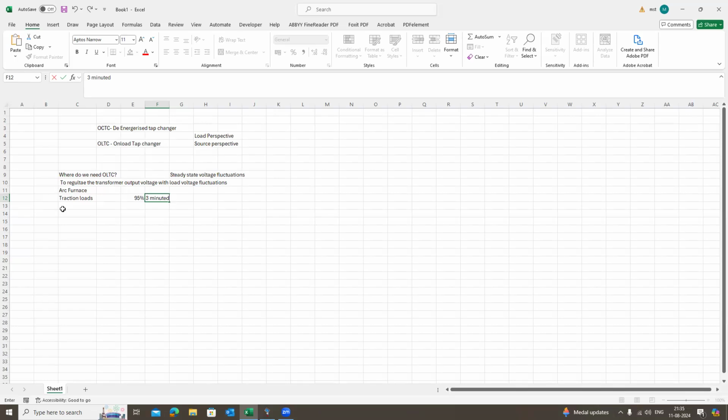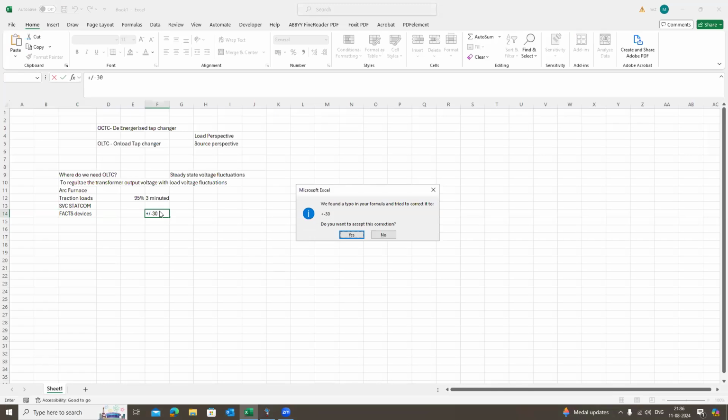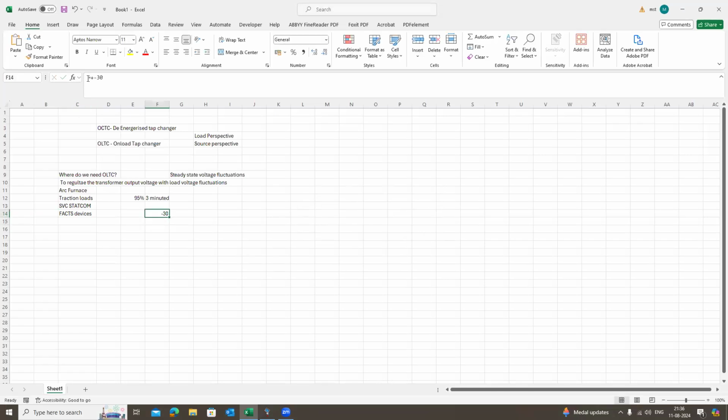It is not an alternative for devices like SVC or STATCOM or any other FACTS devices to regulate the voltage. So we need to understand what devices are available to regulate the voltage, and what range they can regulate the voltage in. Is it like plus or minus 30%, or plus or minus 10%, or plus or minus 5%?